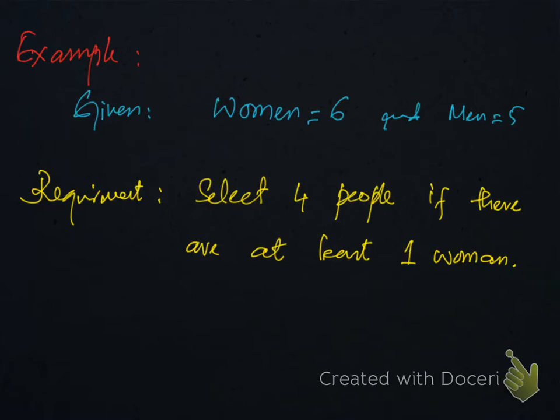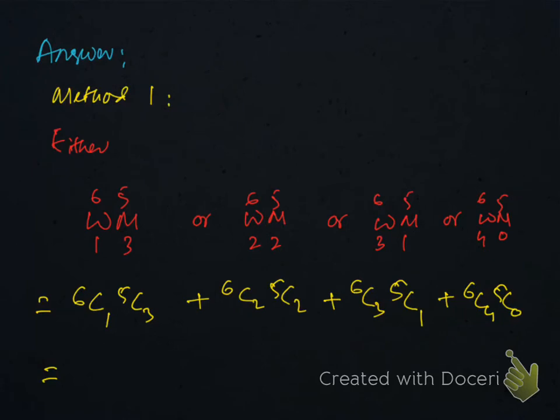For example, given there are 6 women and 5 men. Requirement: select 4 people if there is at least one woman. So method 1. According to method number 1, we have to list all possible options. Like for example, we can have 1 woman with 3 men, 2 women with 2 men, 3 women with 1 man, and 4 women with no man. So we have these 4 options for at least 1 woman. And this can be written as 6C1 times 5C3, this one. This can be written as 6C2 and 5C2 and so on.